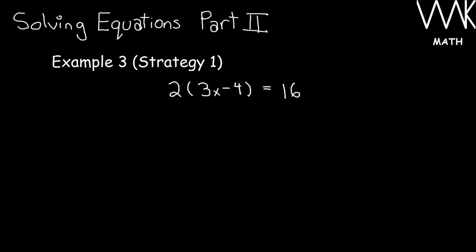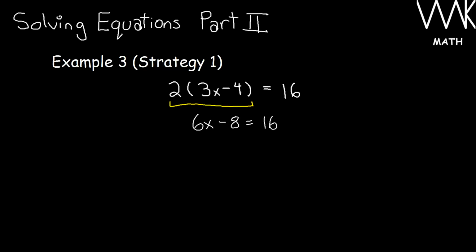To get rid of this bracket, on the left side, I'm going to use the strategy of expanding this bracket. The 2 outside of the bracket is multiplying everything inside the bracket. So to expand the bracket, I multiply 2 to basically everything inside the bracket. And the result is that we have 6x minus 8. The right side remains unchanged at 16.